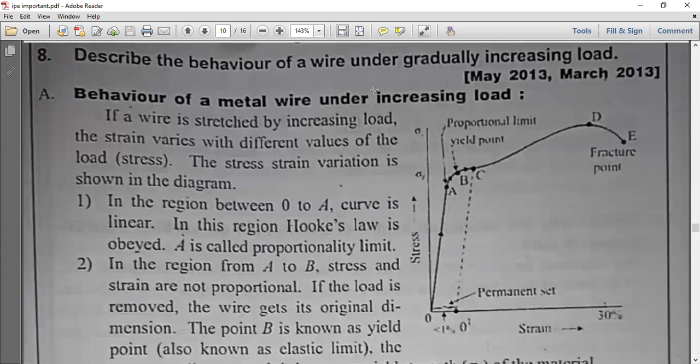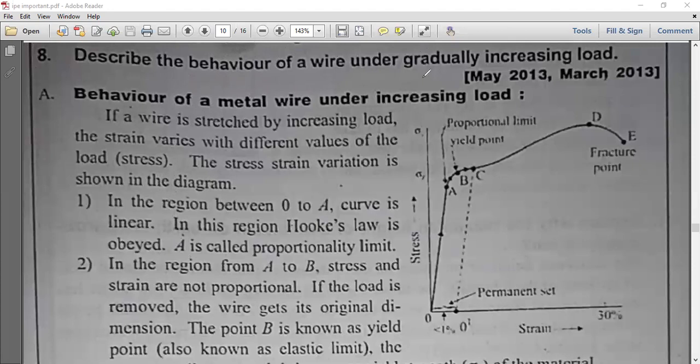The next doubt you have asked is from mechanical properties of solids. In the notebook, that is our class notes, I have given all these things point wise. If you open the notebook once and go through it, you will understand everything. Okay, so I am repeating one more time.